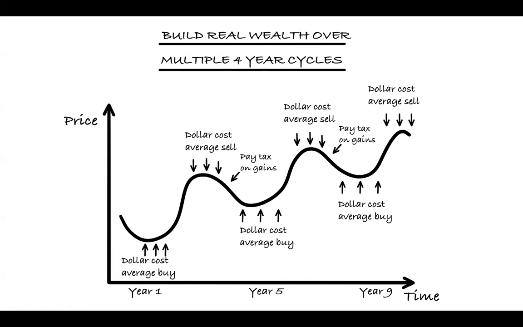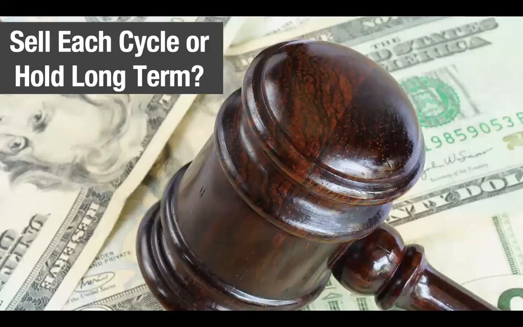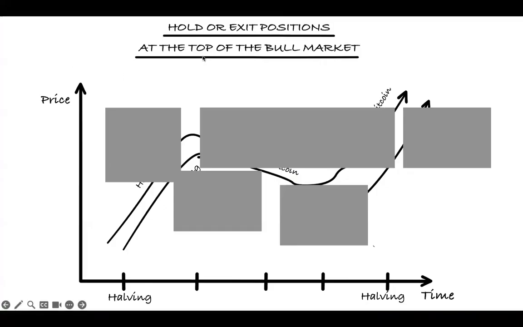Because as we know, history quite often repeats itself. So, sell each cycle or hold long term? This is a question that you need to ask yourself and something to build on. Let's look at what happens to a number of different tokens, and at what happens to our profits over multiple cycles as well.